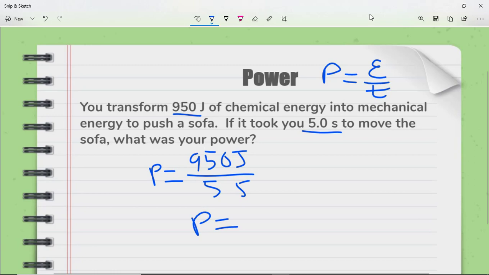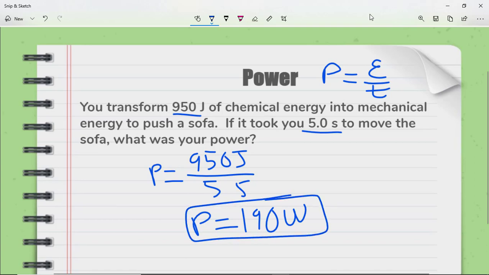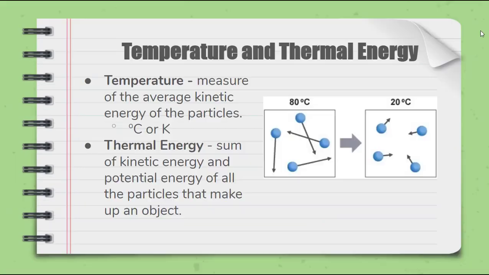And the power that we get out of that is 190, and remember our unit is watts. Again, another fairly straightforward formula for you to use in order to be able to solve for an equation. Let's move on. Temperature and thermal energy are very closely related to each other.